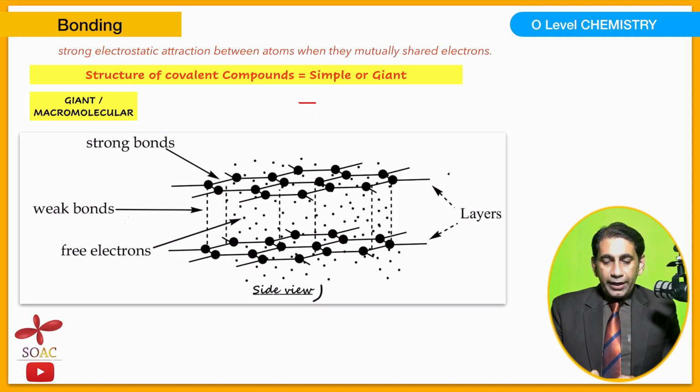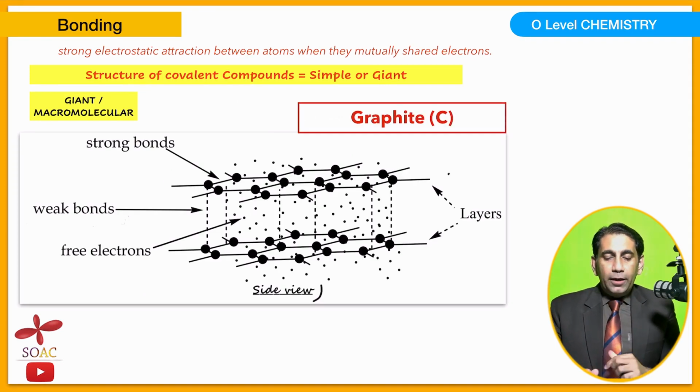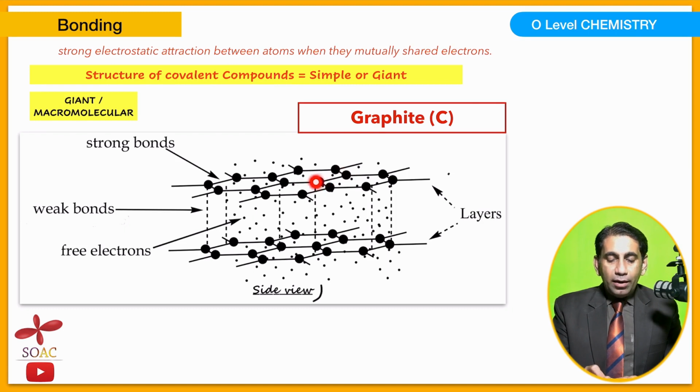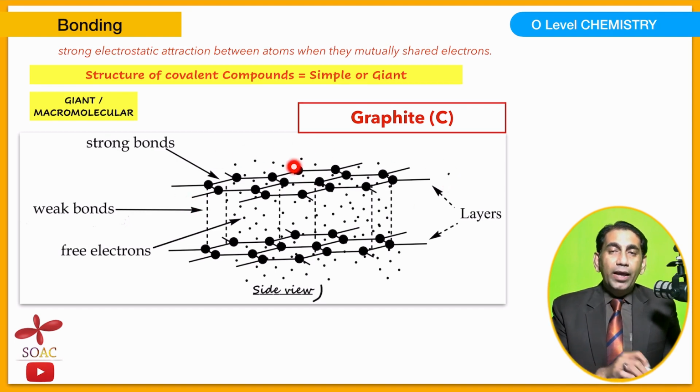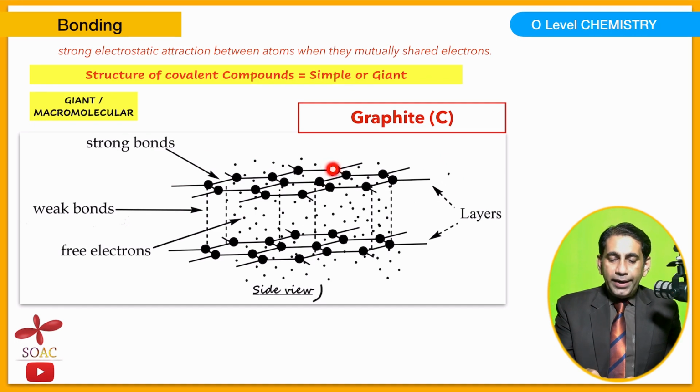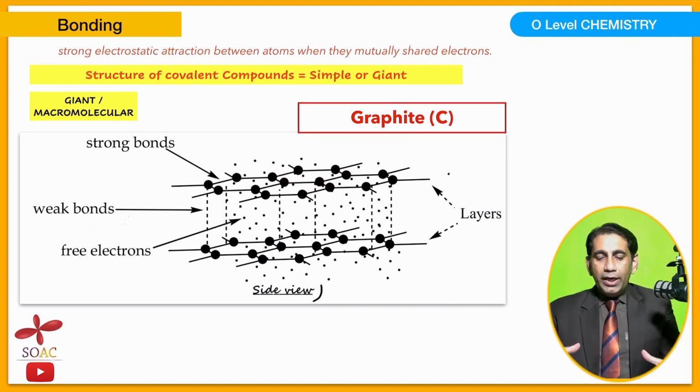The next one is graphite. Basically, graphite is a macromolecular structure. In graphite, the carbon-carbon bonds are fewer compared to diamond. Each carbon atom is bonded with three other carbon atoms. The next major difference between graphite and diamond is that its structure is in the form of layers, a hexagonal layered structure. The giant molecular structure of graphite is in layers, and the layers are composed of hexagons. So it is a hexagonal giant layered structure.